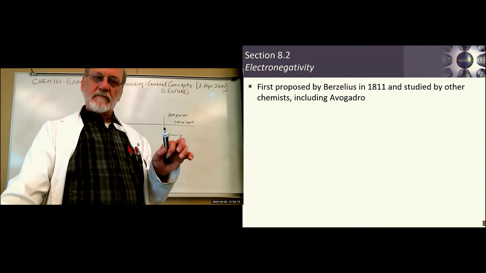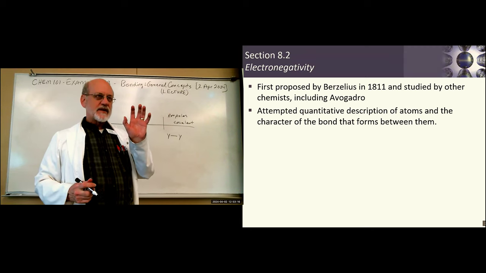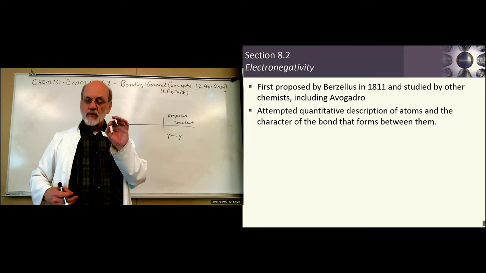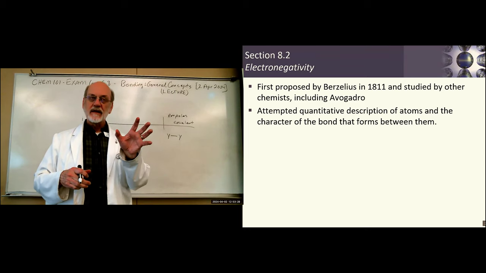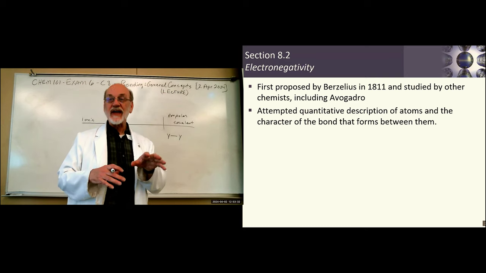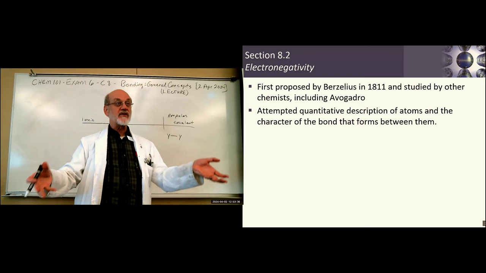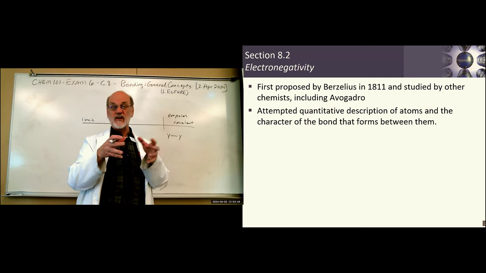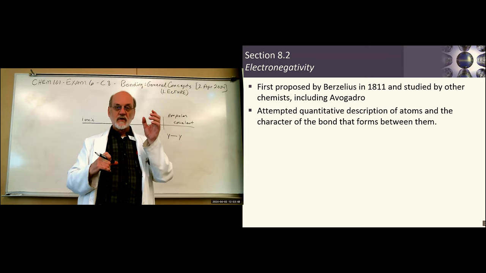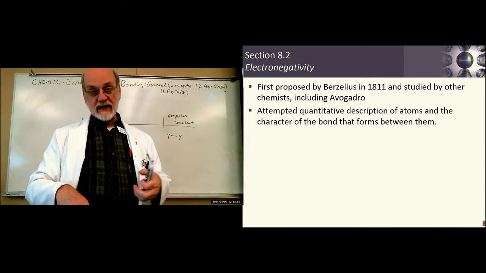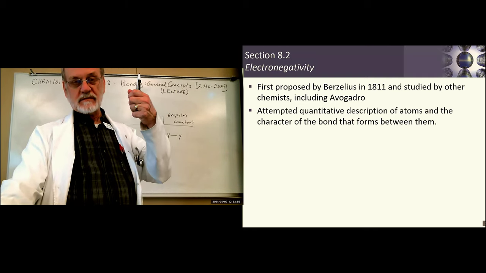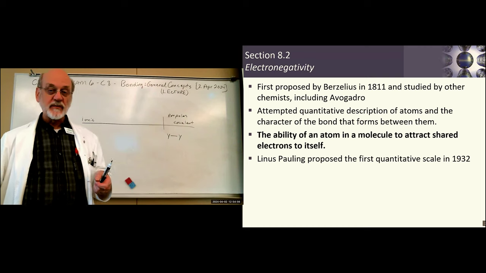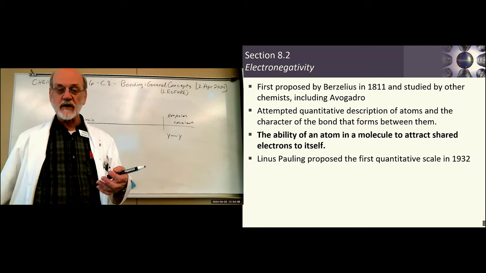Anyway, this concept was an attempt to describe the character of a bond. So electronegativity really has no meaning except in the bond itself. Now, we can assign values to individual elements for the purpose of forming imaginary bonds and comparing the two electronegativities to say something about the potential for a bond forming between the two and what does it look like. But the actual measurements take place when a bond has formed. And then the calculations are done on the simple bond itself. And it's an expression of the ability of an atom in a molecule to attract shared electrons to itself.